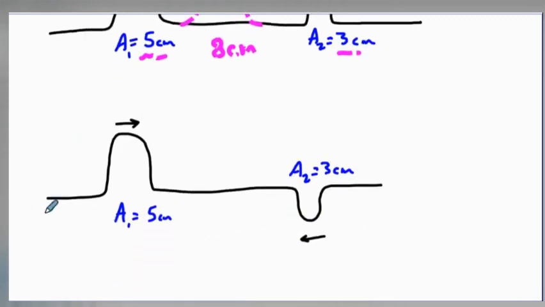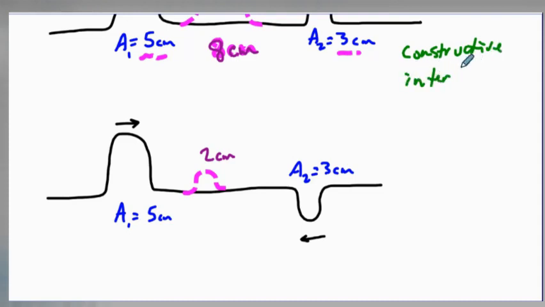In the second scenario, what will happen is when they meet, they will cause destructive interference, and what will result is a small wave on top, and this will have an amplitude of 2 centimeters. Once again, this will be what we call constructive interference. And in this case, we'll have destructive interference.